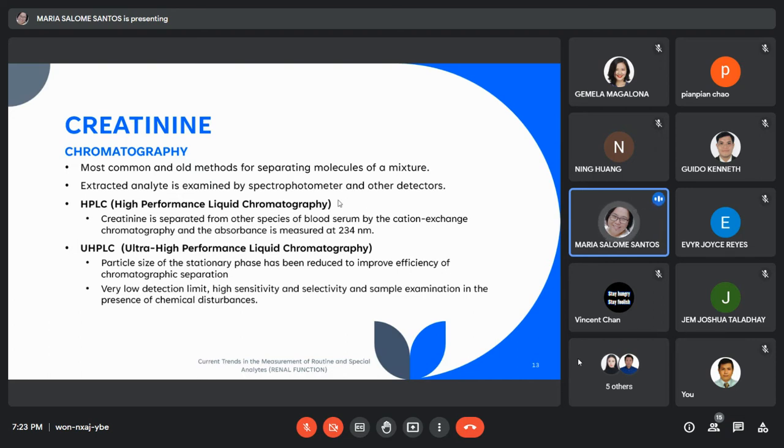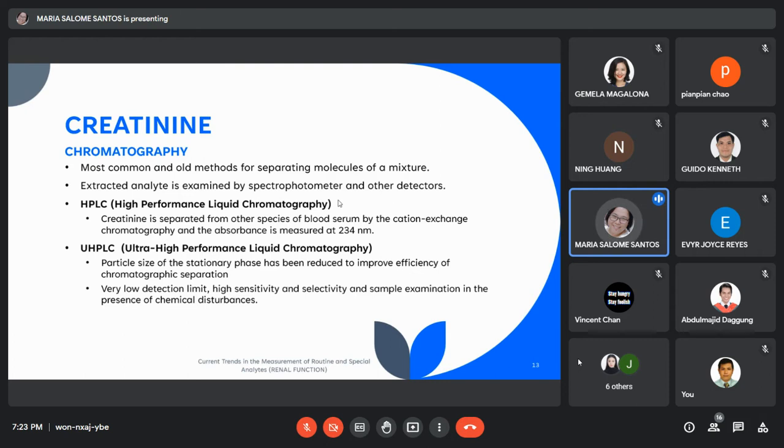One of the most important chromatographic analysis devices used to separate and identify a variety of materials is the high performance liquid chromatography. It uses a mobile high pressure liquid phase to wash and displace the sample placed in the column along the column and separate the compounds of the mixture. In one of the procedures, creatinine is separated from other species of blood serum by cation exchange chromatography, and absorbance is measured at 234 nanometers.